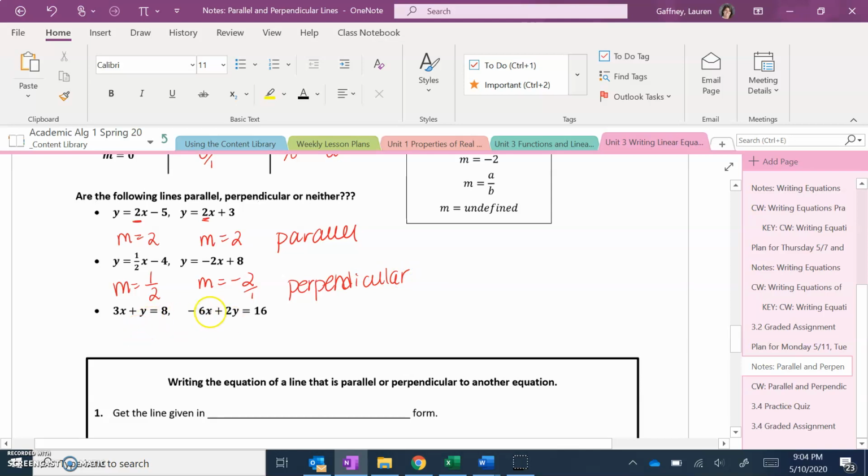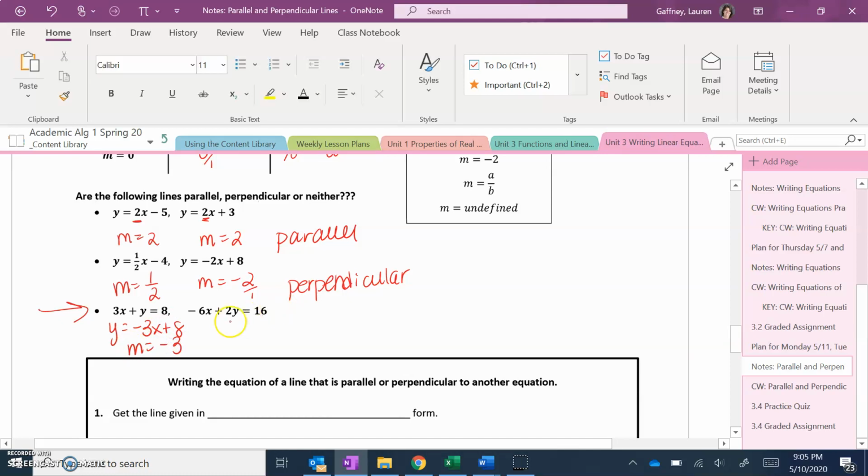All right, now, this is important right here. Neither of these are solved for y. They're not in slope-intercept form, so you don't know their slope the way they are. So let's solve for y. So in this one, we would subtract the 3x over. So here my m is -3.